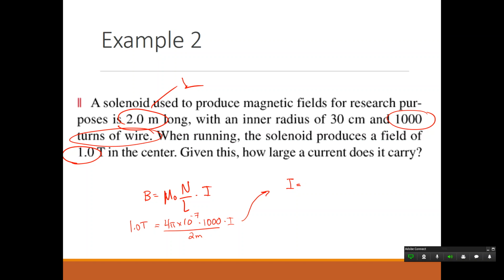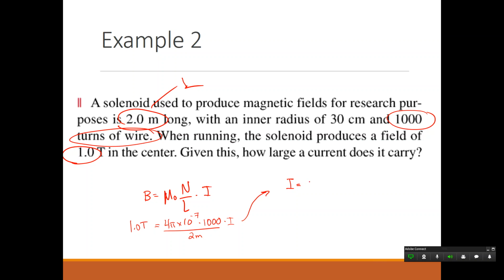1 times 2 divided by 4 pi times 7 divided by 1,000. I got 1,591. Yep. So I stand corrected, very high current.